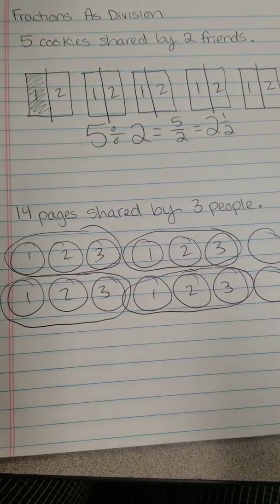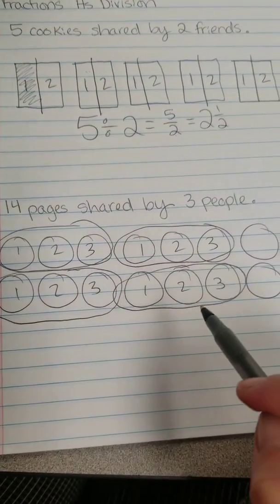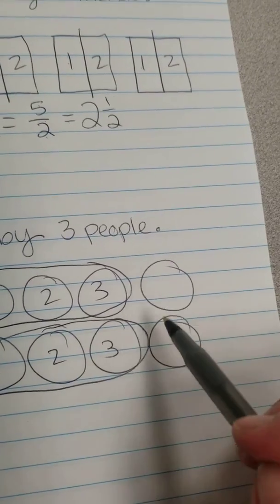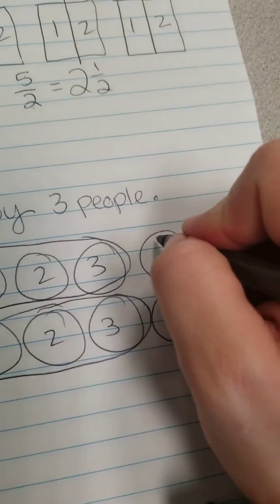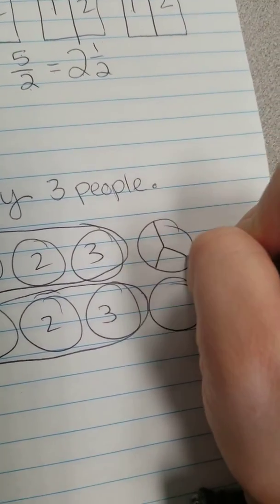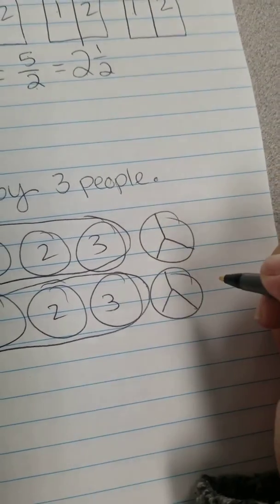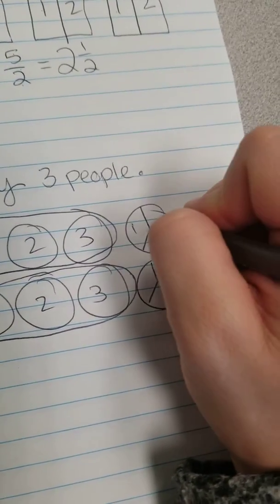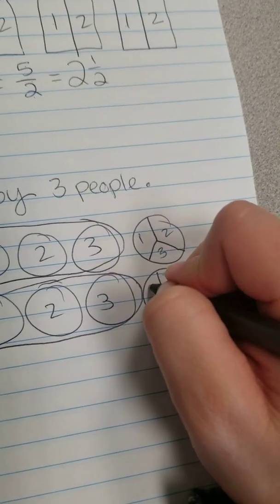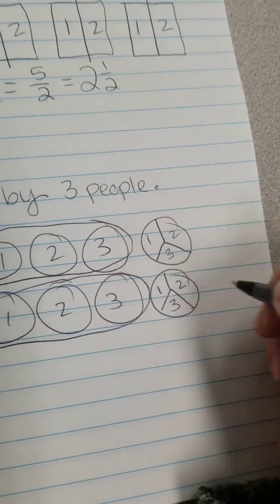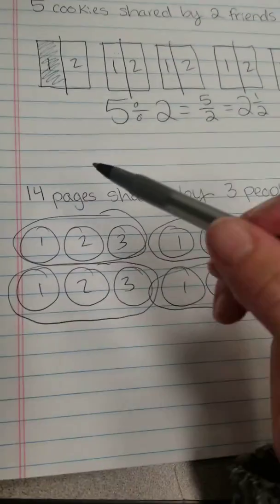Here I was able to make 1, 2, 3, 4 groups of 3, and I have 2 left over. So I'm going to split each one of those up into thirds. Okay? So this is going to person 1, person 2, person 3, person 1, person 2, person 3. So we can see how much each person gets.